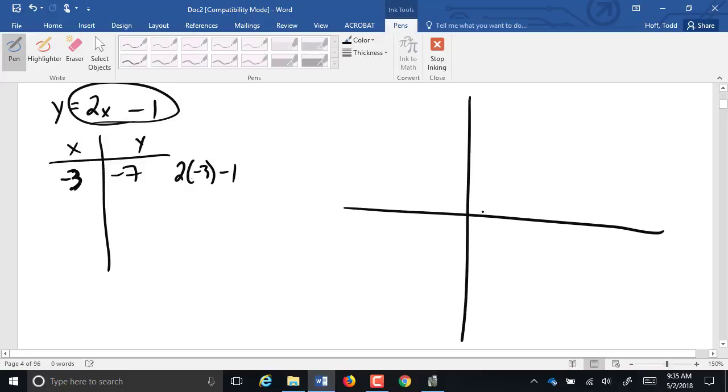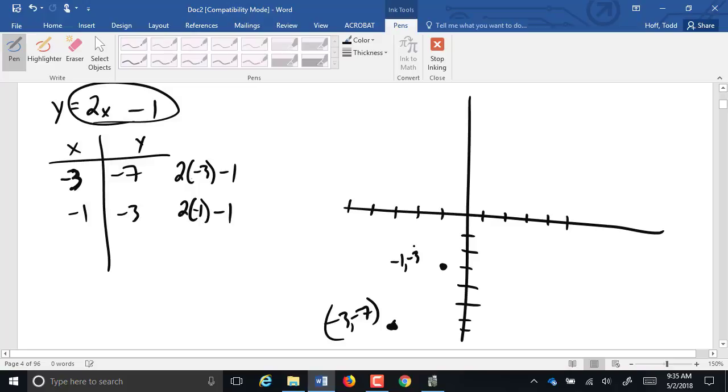So that's x is -3, y is -7. So that'd be like right here. -3, -7 is that point. Then we might pick another number like -1. So if x is -1, that becomes y equals 2 times -1 minus 1. 2 times -1 is -2, minus 1 is -3. So again, we go to -1 on the x-axis, -3 on the y is right there. It's -1, -3.